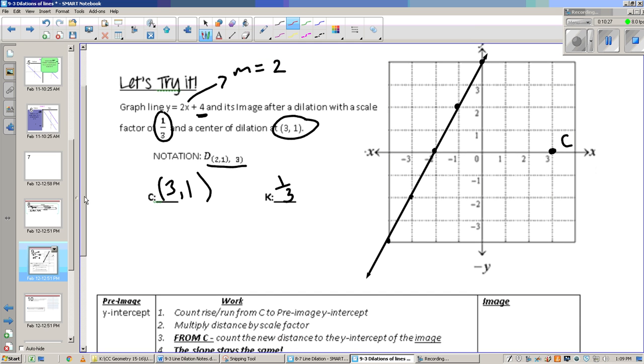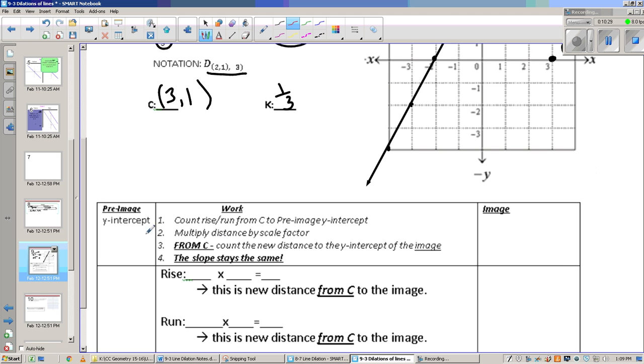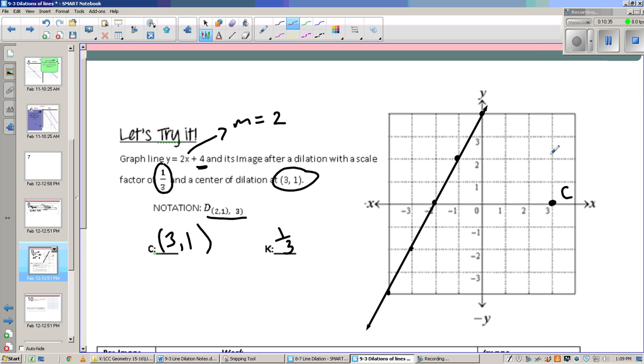So if I look at C, I'm going to first count, just like what we did before, the rise, the run, and then we're going to multiply by the scale factor. So if I start at C, what's from C to the y-intercept here? It's up 4. So 1, 2, 3, 4. So positive 4 is the rise.